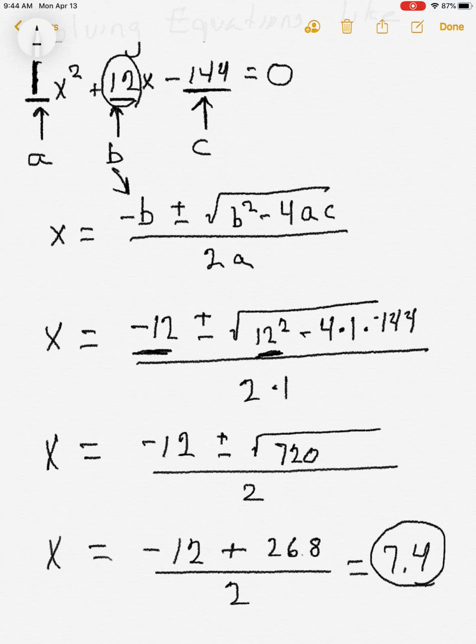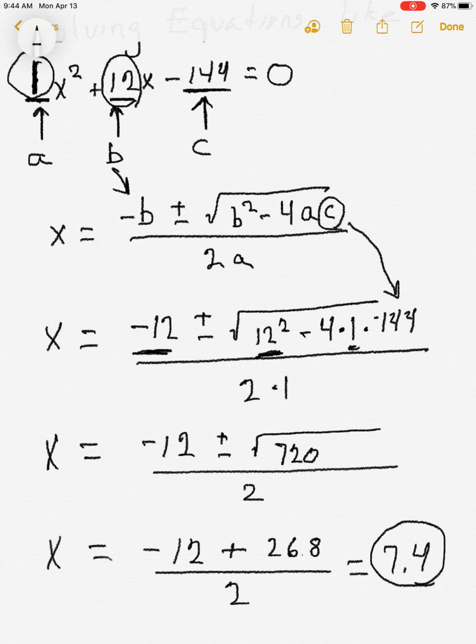Minus 4 times a, which is the first coefficient. Right here, 4 times 1. Multiplied by the last coefficient, c, right here. That went right there. Negative 144. Okay, we always over 2 times a, which is 2 times 1.